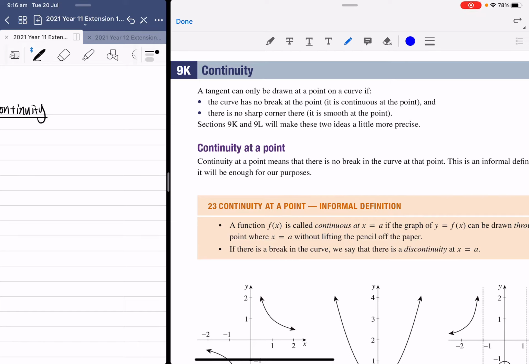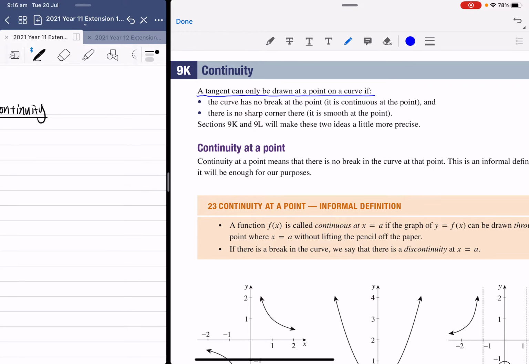Okay, today we're going to do exercise 9K, continuity of the function. So let's have a look at this exercise. It's not a very hard exercise. You just need to understand the concept that, firstly, a tangent can only be drawn at a point on the curve if... So think about it, all right?